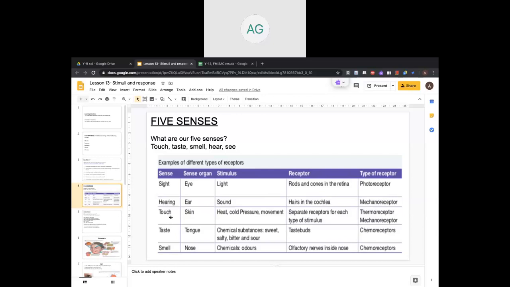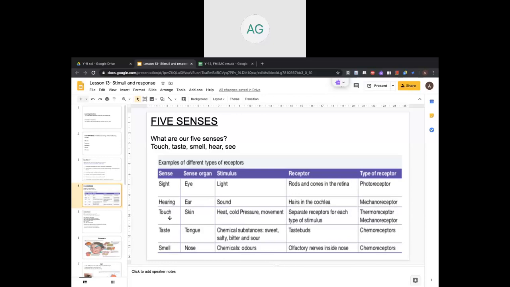Then the third one is touch. How can you experience touch? With the skin. The stimulus in the skin is heat, what you can touch. You can feel the heat, you can feel the cold. If you touch any hot thing, you can feel that heat. If you touch any cold thing, you can feel that cold, and the movement as well. Then there are separate receptors for each type of stimulus. There are separate receptor cells in the skin, known as thermoreceptors, which are related to temperature, and the mechanoreceptors as well.